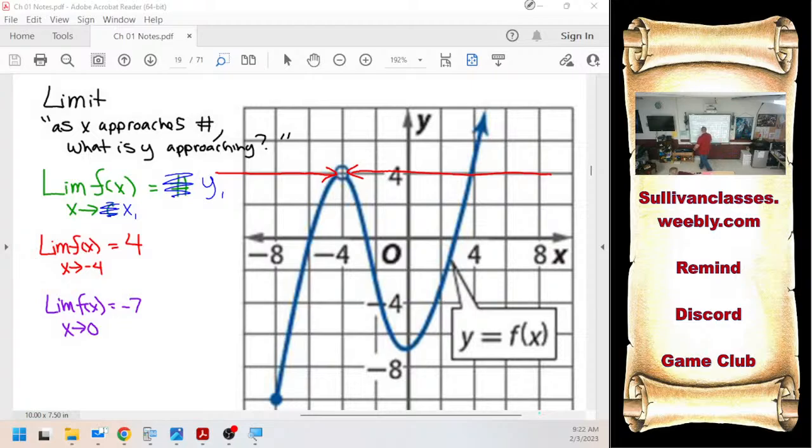Now, this is where we said Mean Girls reference. If I said the limit of my function as x approaches -9, I want you to come at -9 from both sides. There's nothing there. The function does not exist on either side of -9. So I say the limit does not exist. Okay. The limit does not exist.